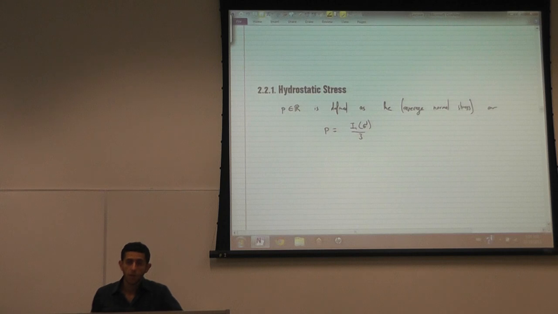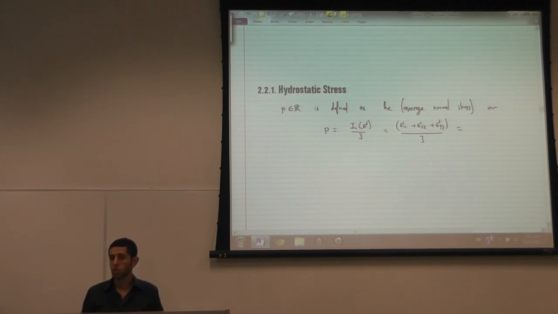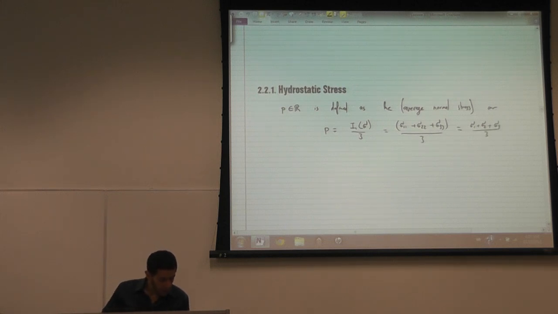What's I1 of sigma? Well, it's the sum of the diagonal components. We studied this in the matrices: it's independent of the coordinate system, and it's equal to sigma 1 plus sigma 2 plus sigma 3. If you use a coordinate system in which the stress is diagonal, you can just sum the principal stresses, or the eigenvalues of the stress matrix.